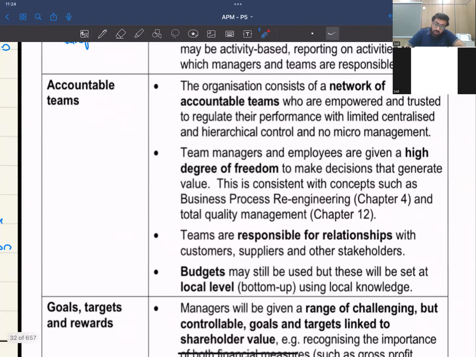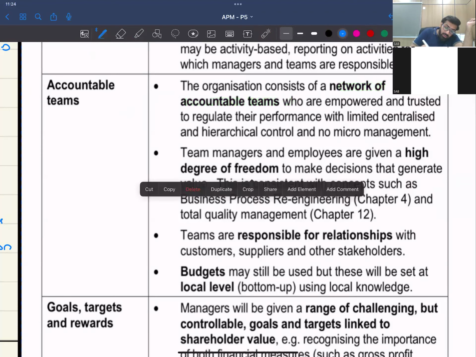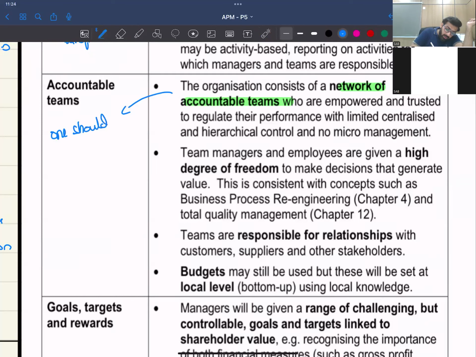Similarly, there should be a network of accountable teams. One should be responsible. That's a beyond budgeting thing. You cannot say that there is no responsibility. If there is responsibility, then there can be an empowerment culture, a trusted and regulated culture. If there is accountability, there will be no micromanagement.